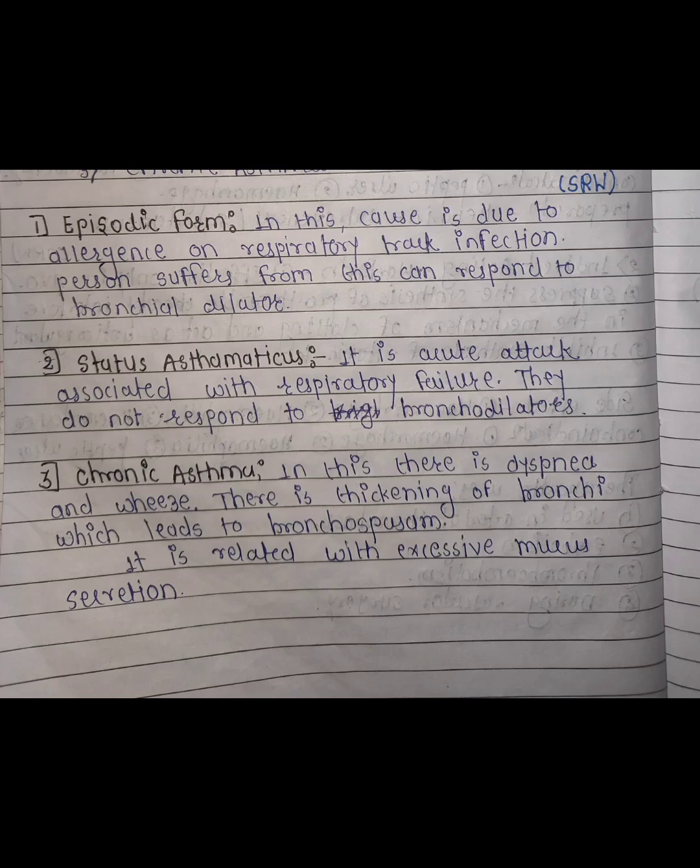In chronic asthma, there is dyspnea. Dyspnea means difficulty in breathing. There is thickening of the bronchi which leads to bronchospasm. It is related with excessive mucus secretion.